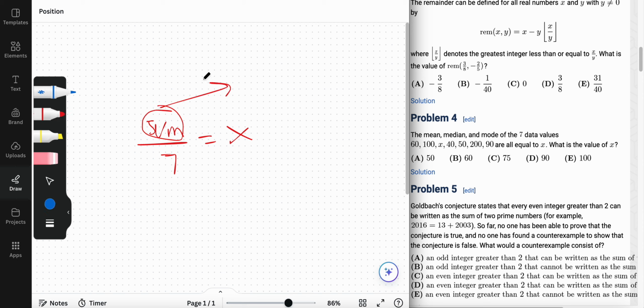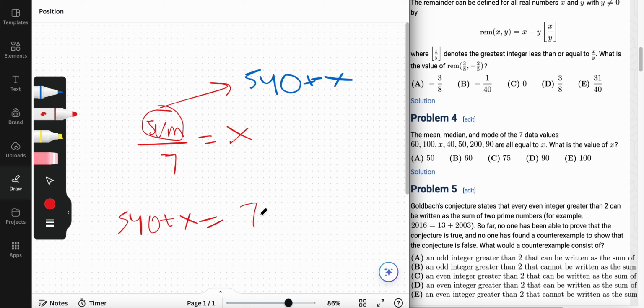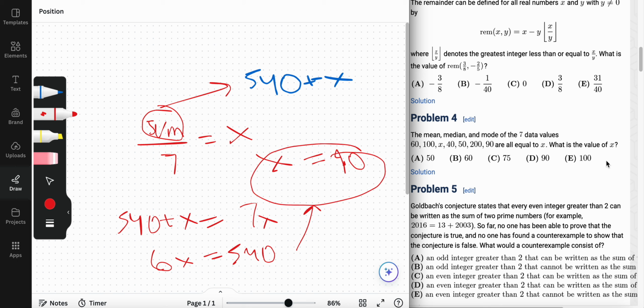This is just 540 plus x. I get that 540 plus x, and I can cross multiply now to get equals 7x, and I get minus x, so 6x equals 540, and x equals 90. That's my final answer. Remember, look at what the question's asking you. If it's asking for the value of x, in this case, the answer would just be D. But the question could ask you for other sorts of answers, like what is the value of 2x, what is the value of 3x. It can ask you anything, so you always got to make sure you look at what the problem's asking you.